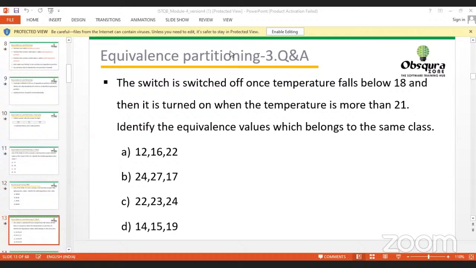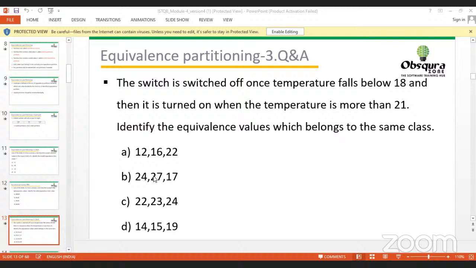Kartika, yes, A is not the correct answer. Yes, there are mixed opinions here. So below 18 we can consider this first option, we can consider one by one options: 12, 16 and 22. Those 12 and 16 are below 18. Okay, that comes under one class. But 22 is more than 21. So that comes under another class, right? So these are in different classes, but they are equivalence values, but they belong to different classes.